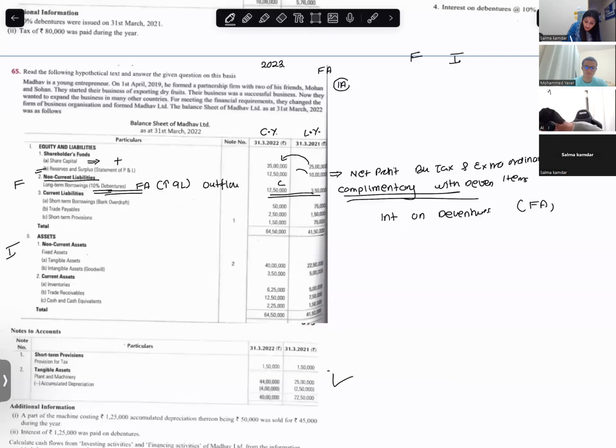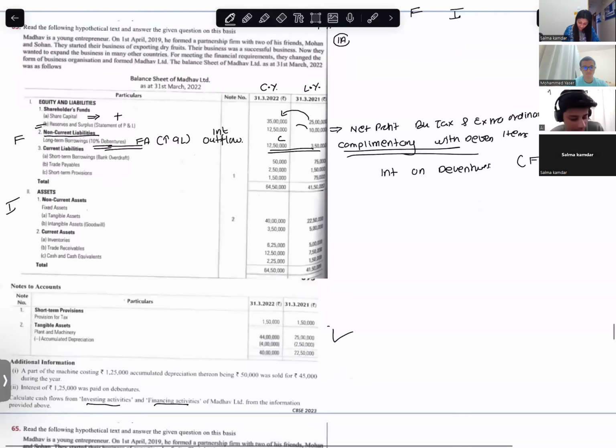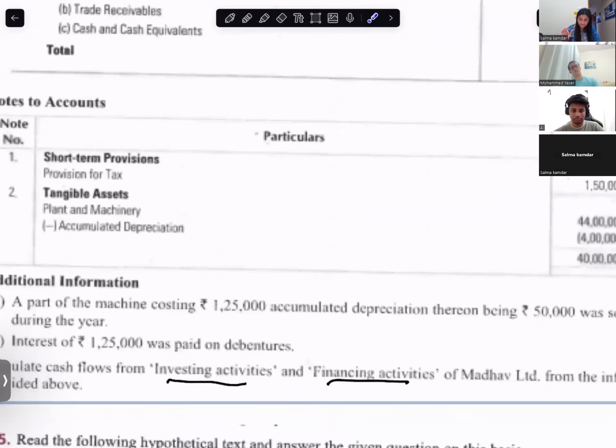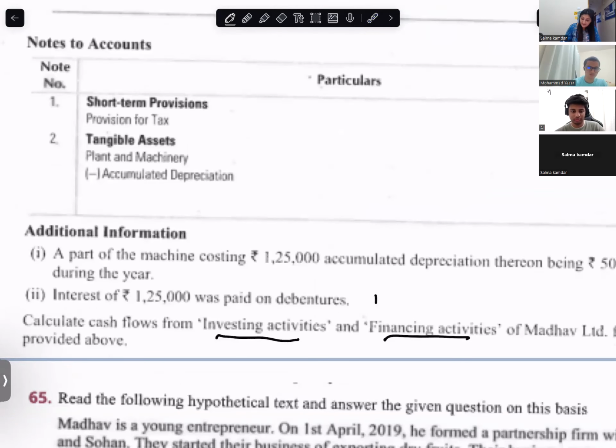But you always have to see in the additional information whether the debentures are issued on the last date or in the middle of the year. Have they given you any date for interest on debentures? Check in the additional information. They have directly given you interest on debentures: 1,25,000. Debenture interest is directly given, financing activity outflow.